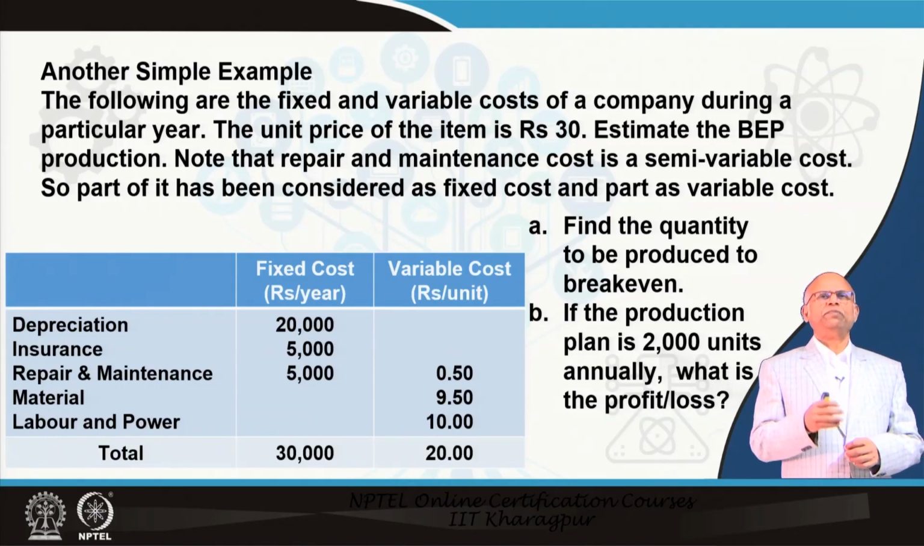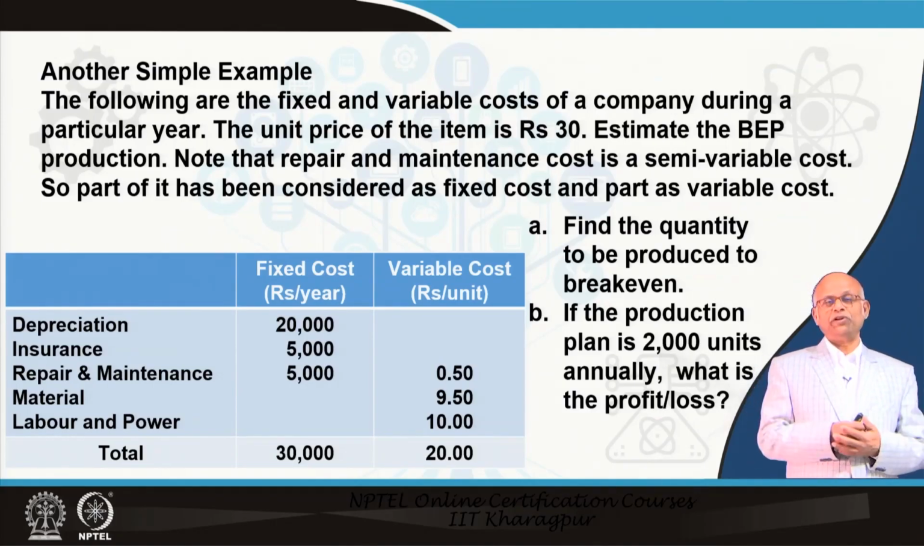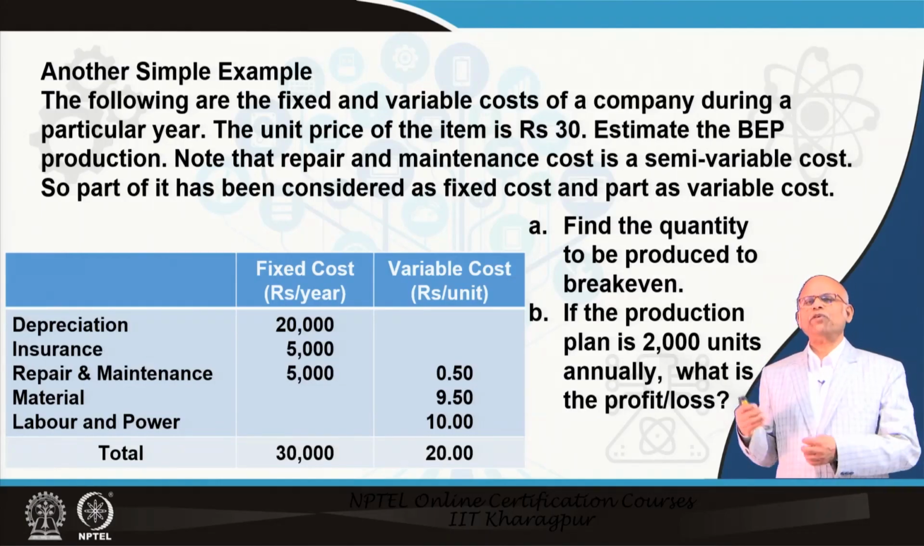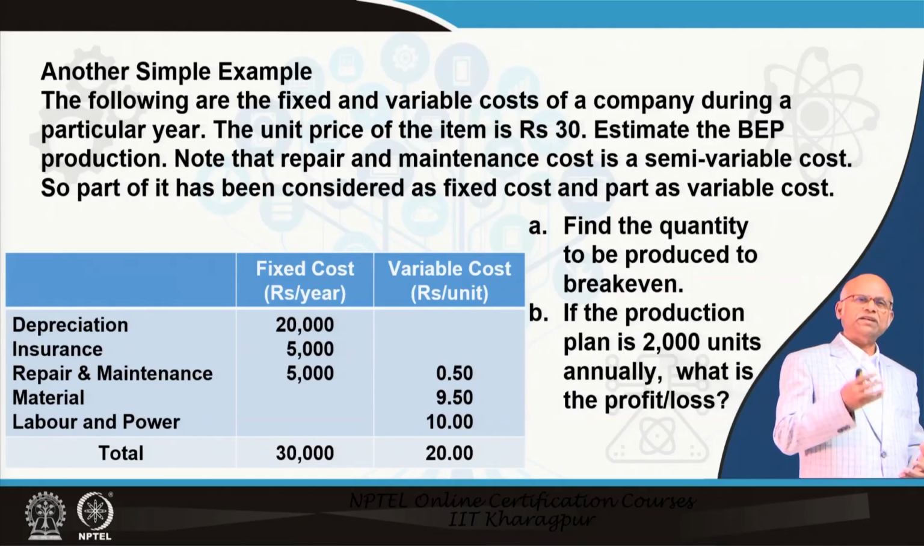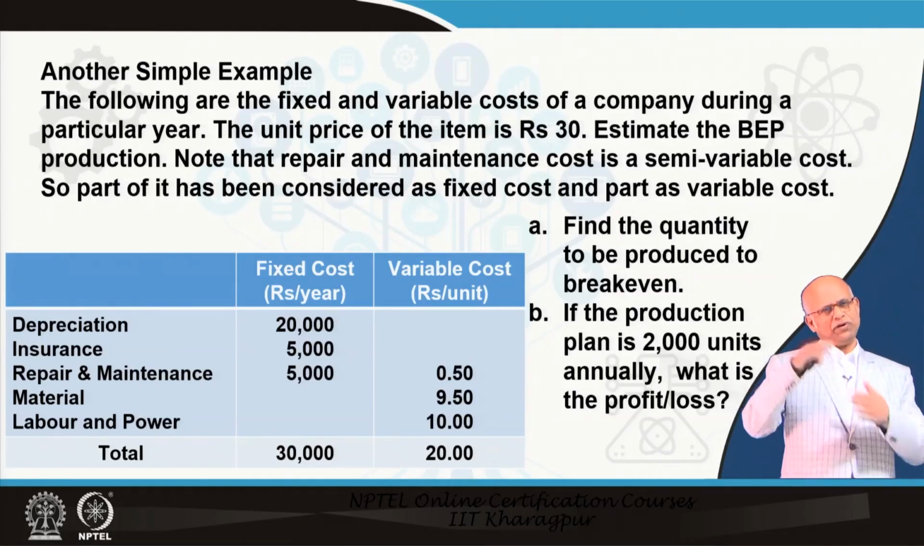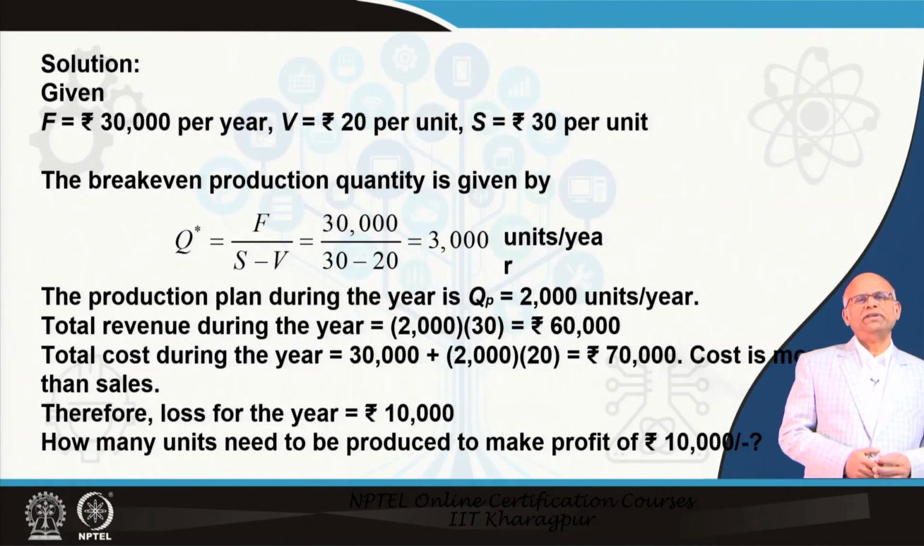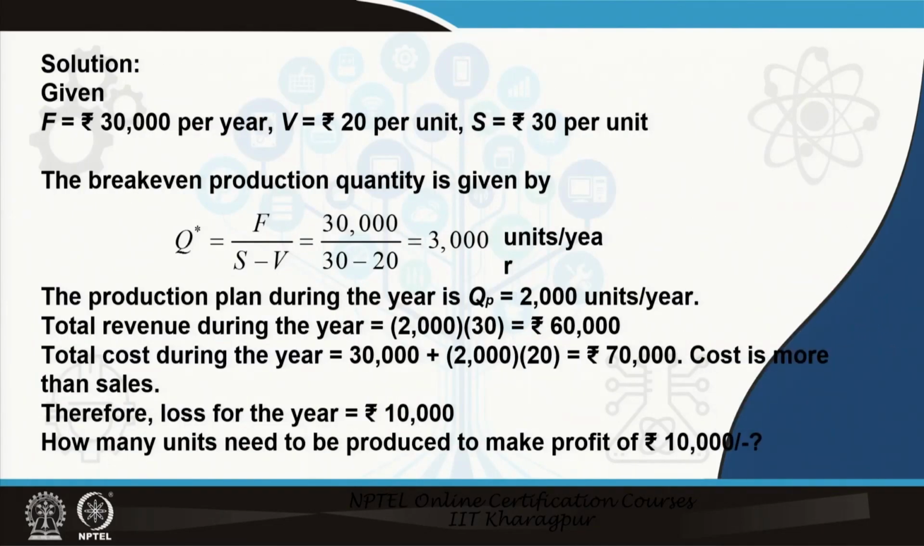Number 2, suppose the company wants to produce 2000 units, do they make profit or loss? Number 3, if the company wants to make a certain amount of profit, how many units must the company produce and sell? So, consider these 3 alternatives, only 2 are written here, another one will be later. So, we know the break even point formula, just replace those values, you find that Q for break even is 3000 units per year.